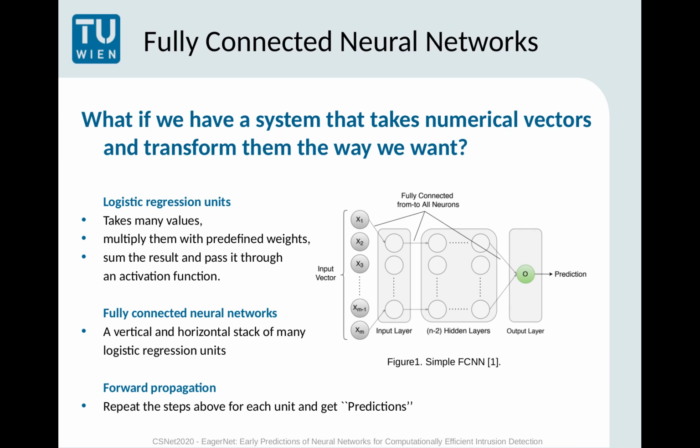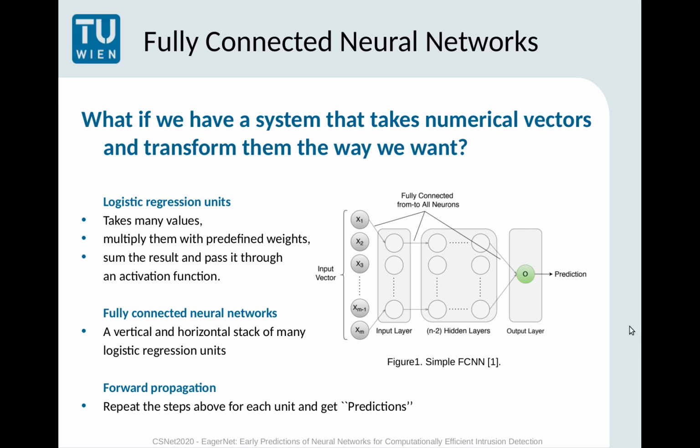Well, what we can also do, or what researchers already developed, is basically a stack of those units, so a horizontal and vertical stack. And in figure 1 here, we see such an architecture. So we have a stack in both directions, and those circles here are the logistic regression units. And the entire system is called the fully connected neural network. So basically, it takes an input vector here and gives us a prediction, so a set of values or a single value at the end.